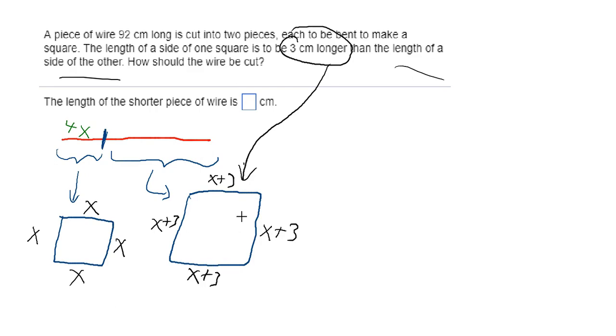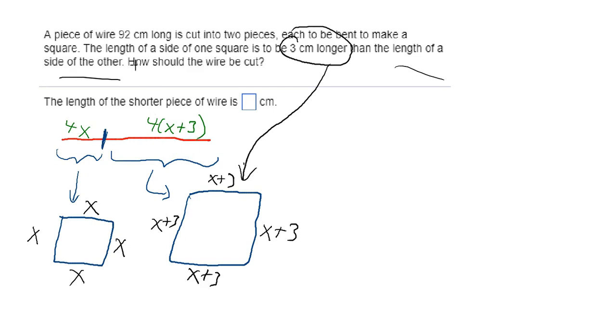It's a little bit more complicated mathematically, but if I take all 4 of these x plus 3's, that's how long the longer piece of wire has to be in order to make that square. And so now I have a mathematical expression to represent the measure of the short piece of wire. I have something to mathematically represent the length of the short piece of wire, and I have something to mathematically represent the length of the long piece of wire.